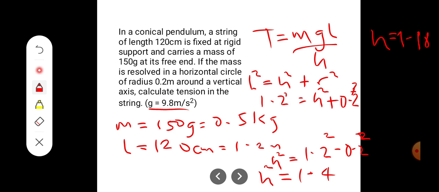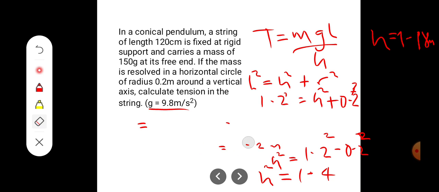1.18 meters. This is beautiful. Now that we found h, we can substitute the value for t. That means my t now, which is mgl, let me make space available here. I can rub this off now. My t is mgl all over h.